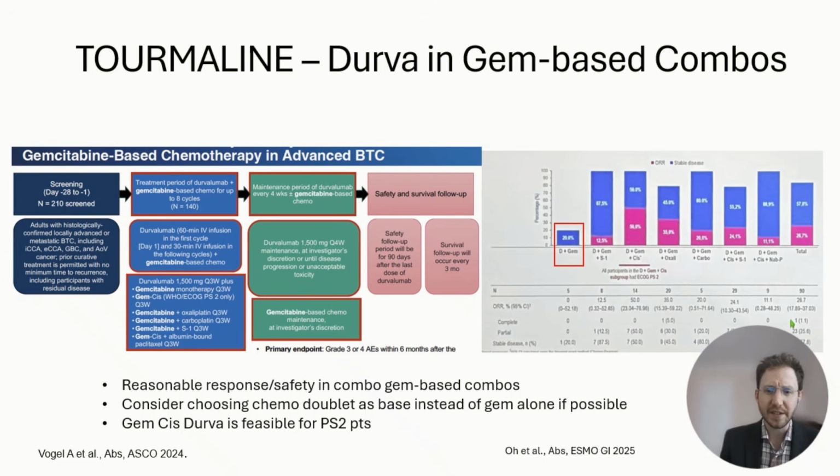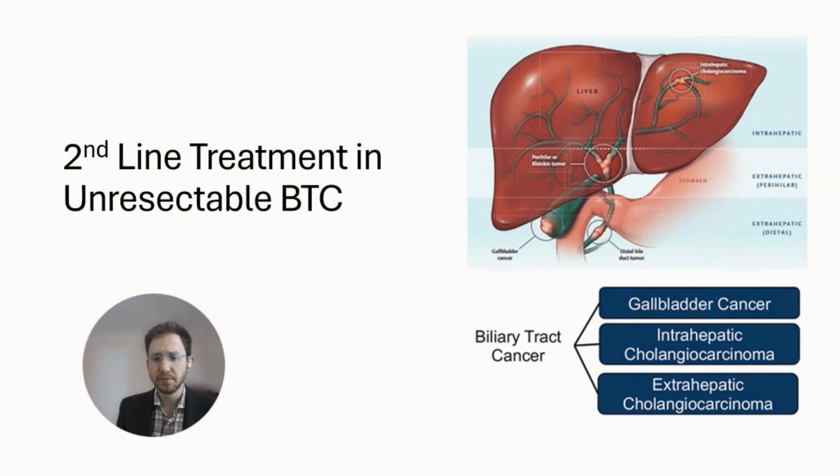It is notable here, some of the early objective response data is showing that it would probably be wiser, as long as it is possible and not too risky for the patient, to try to push for the chemo doublet as your base, as opposed to just gem monotherapy alone in combination with durvalumab. So that's first line all-comer biliary tract cancer, systemic therapy for the advanced setting.